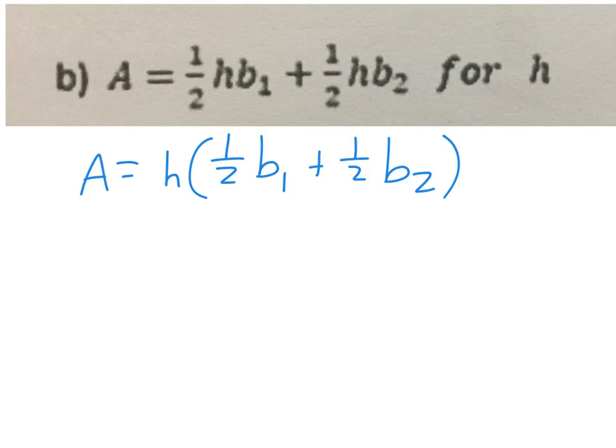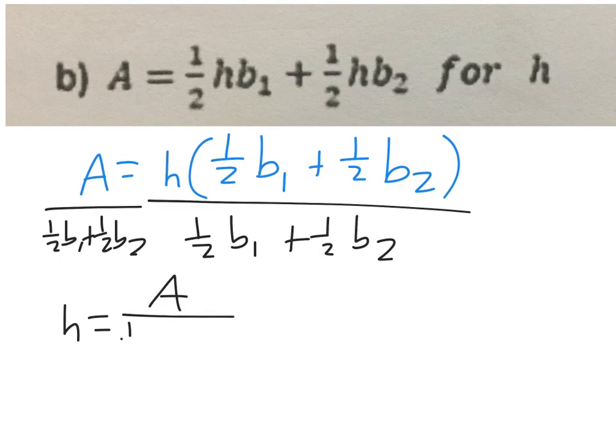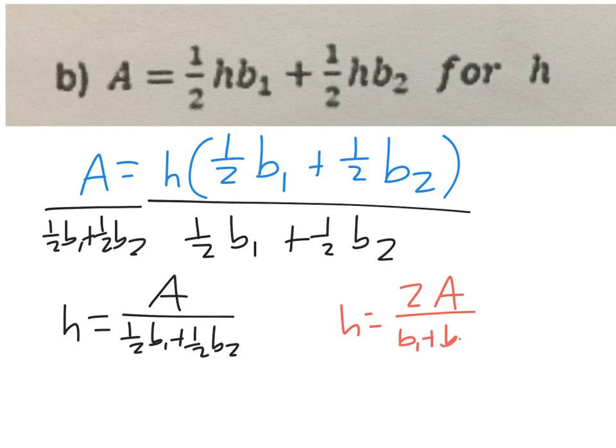If you don't take the 1/2 out there, then that leaves you with this whole thing. Now I want to get H by itself, so I would divide by 1/2 base 1 plus 1/2 base 2 on both sides. So that would give me height is equal to the area over 1/2 of base 1 plus 1/2 of base 2. And now then has a fraction in the denominator, which we don't like, especially when both terms have it. So we can rewrite that as a 2 in the numerator. So that's 2A over base 1 plus base 2.